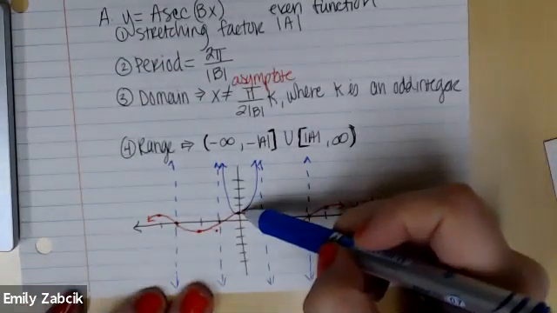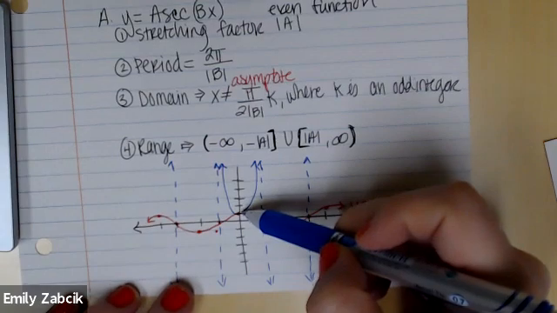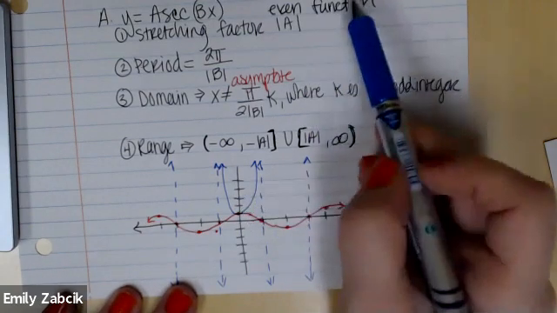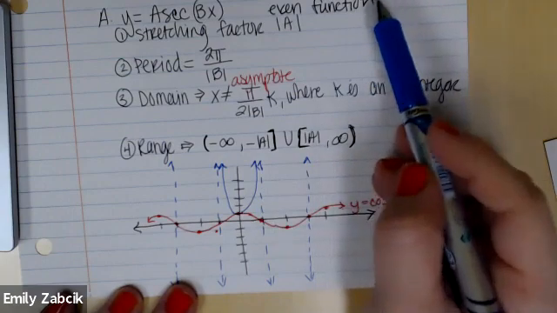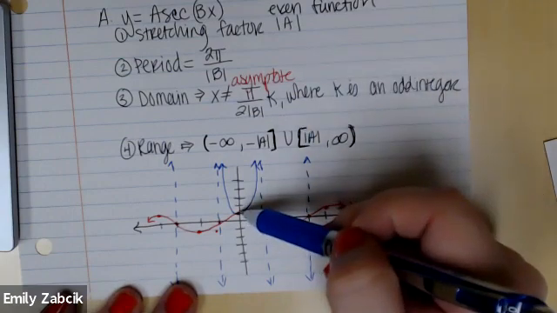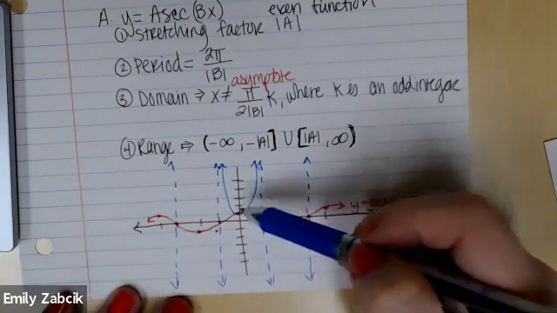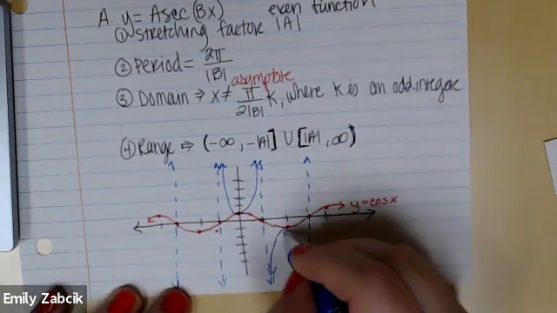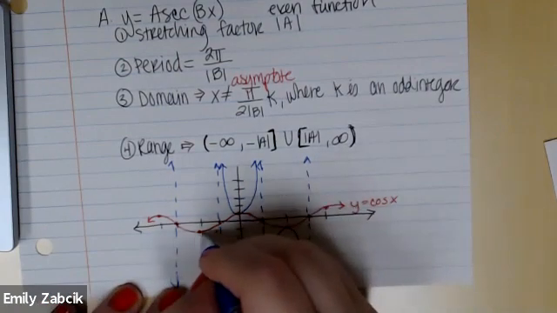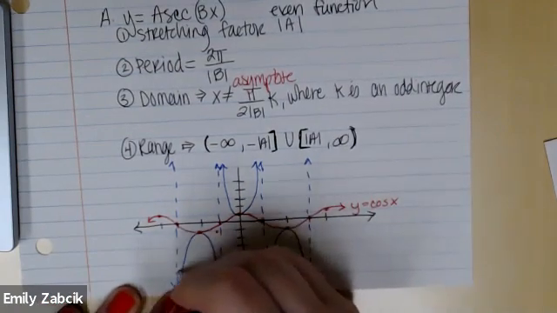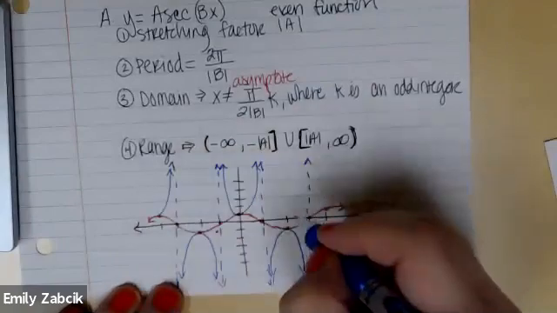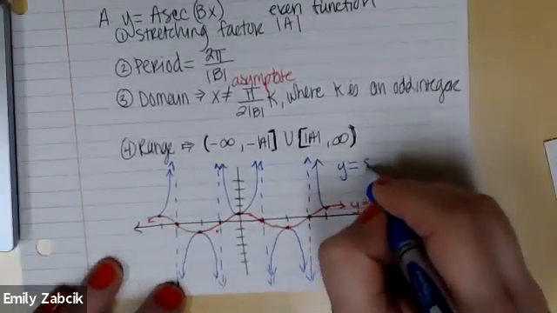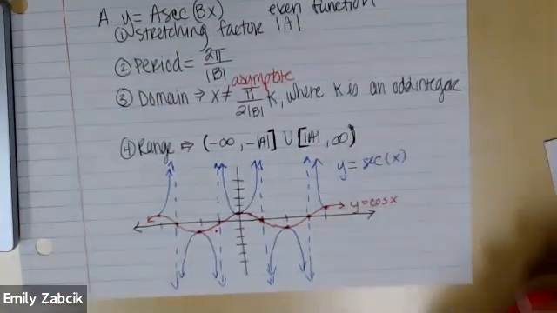Now you can see here my x value being, well, excuse me, cosine of x. So I do cosine of 0, it outputs 1. So if I do 1 over 1, I do get 1. So they do have some touching intercepts along the way. But you end up with a graph that looks something like this. And so y is equal to secant of x.